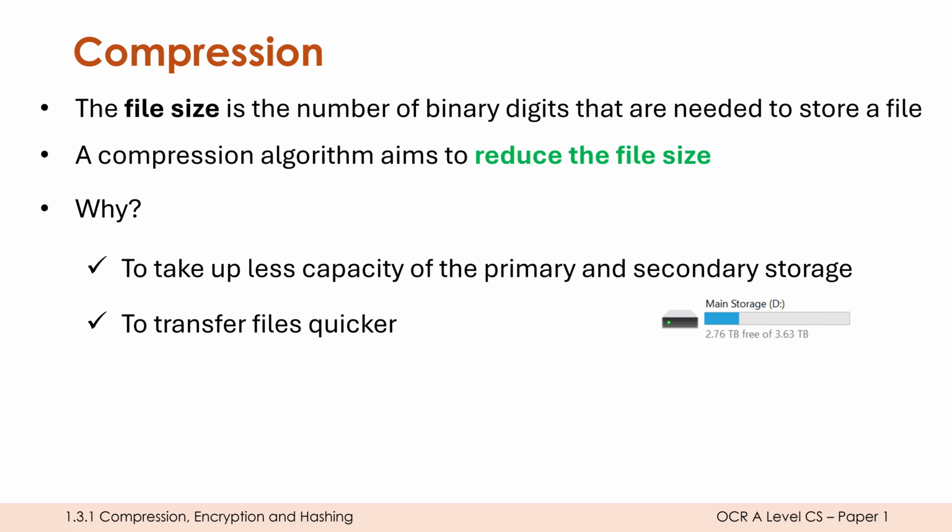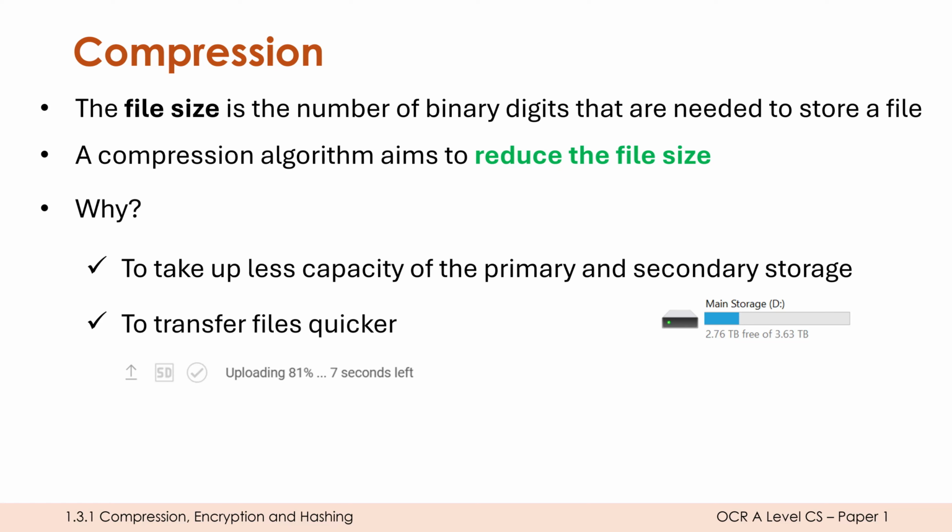But the second main reason is linked to communication and transmission of files. We can transfer files quicker if the file size is smaller. When we have to upload a file, for example, or download a file, we've got to transfer all of those binary digits across the network. And the smaller these are in size, the faster it will go. So we upload faster, we download faster, because the file size is smaller.